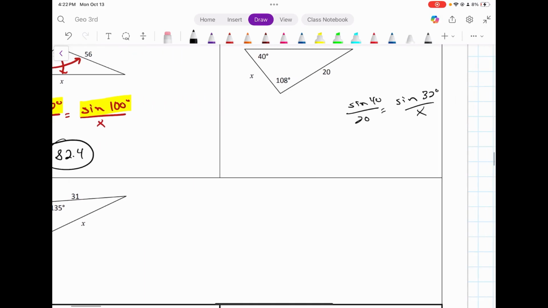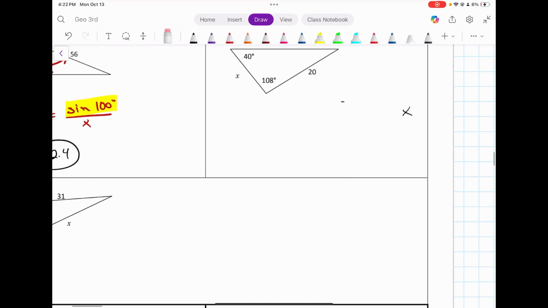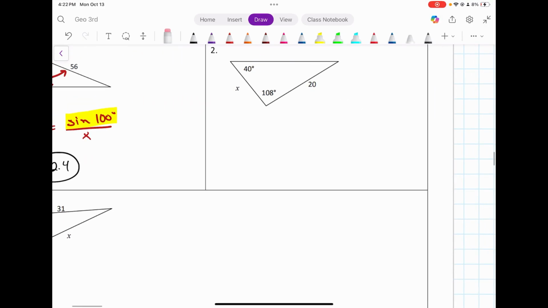The next one. Let me erase my work here. The next one, now this one's a little bit trickier, and now let's talk about when you can use law of sines and when you can't use law of sines. Notice that we have 40 degrees across from the 20, so that's a good way to set it up. The sine of 40 degrees over 20, but you got to be careful about this next one because here's the side you're actually looking for, and we do not have the angle across from it.